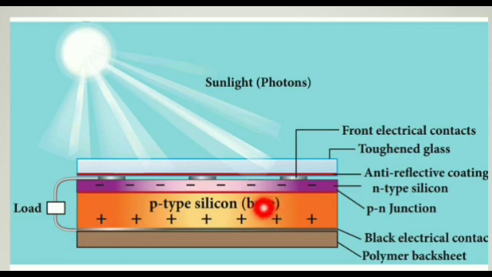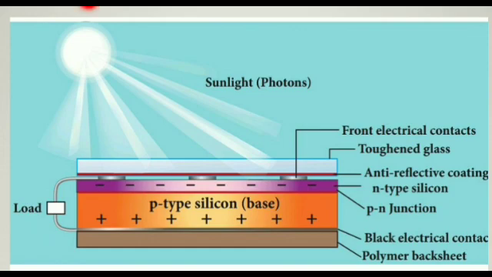This is the p-type silicon base, and this is the n-type. That's why you see the anti-reflecting coating on the n-type silicon, and the red line indicates the PN junction, and this is the P type. And the black electrical contact is black because a black surface is a good absorber and also emitter. And the last one is the polymer back sheet, to protect the solar cell.